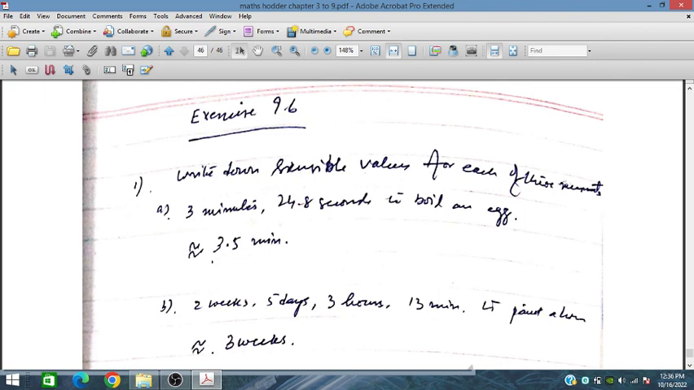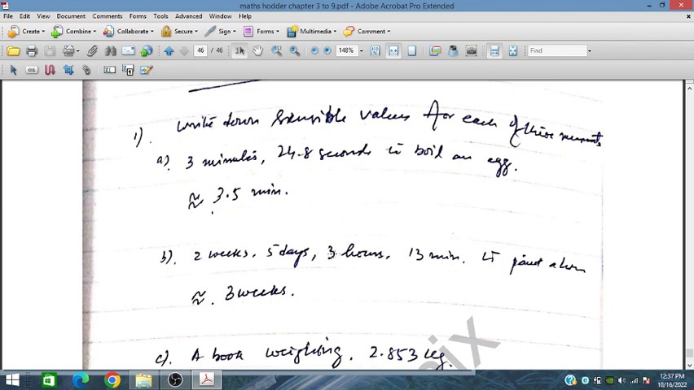Write down the sensible values of each of these measurements. So this is 3 minutes 24.8 seconds to boil an egg. 24.8 means approximately half a minute, since 30 seconds becomes half a minute. So 3.5 minutes is a good approximation. 3 weeks, 5 days, 3 hours and 13 minutes to paint a house. Approximately, 5 days is close to 7 days, which is 1 week. So this is 3 weeks.